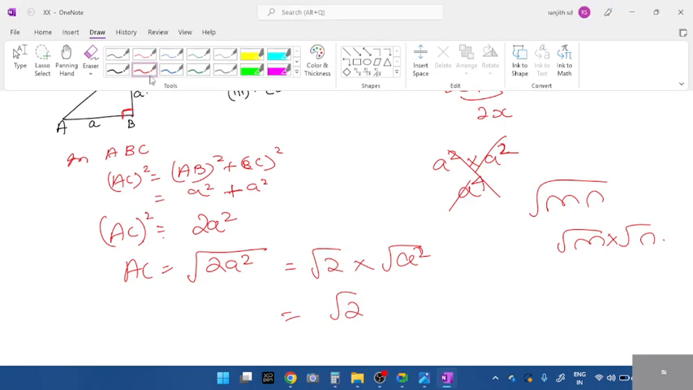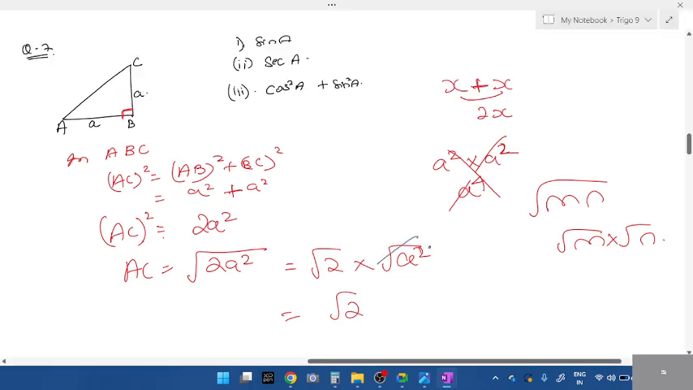The root and 2 get cancelled, right? Can I cancel it like this? I have taught all this concept. See, square root of x squared. What is the value, students? It is just x, right? Root and 2 is x. So whether the root is outside or inside, it doesn't matter. Square and square root will get cancelled. So we have a left, root 2a. You can write it as a root 2. So the answer for AC is a root 2.